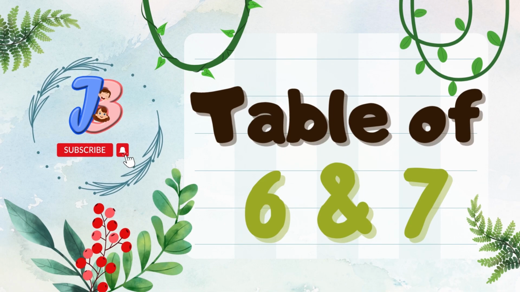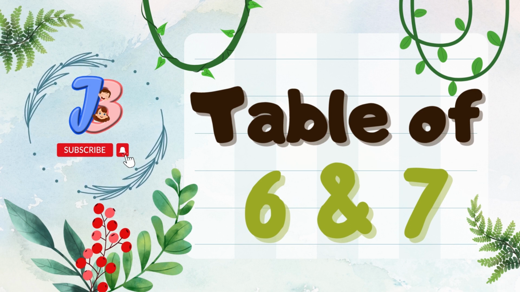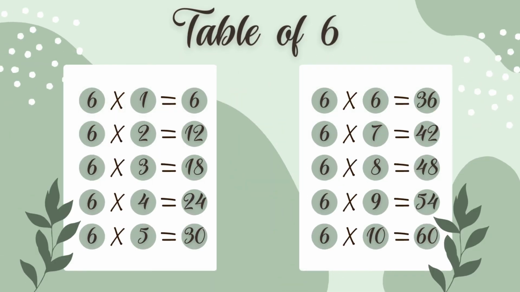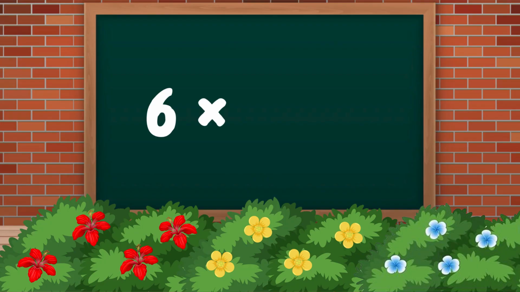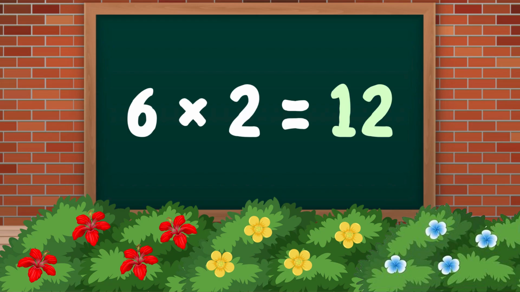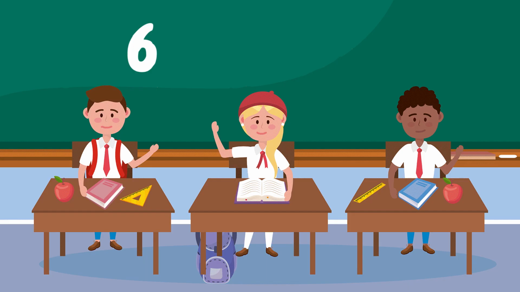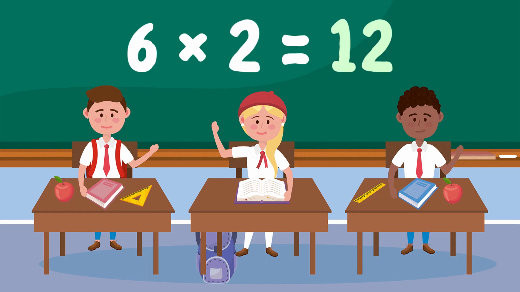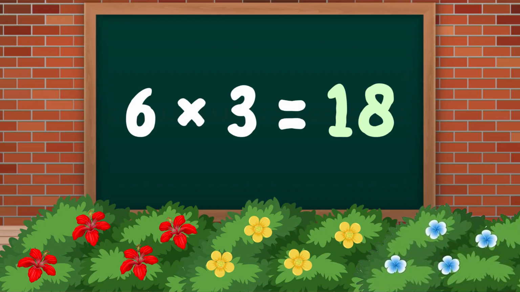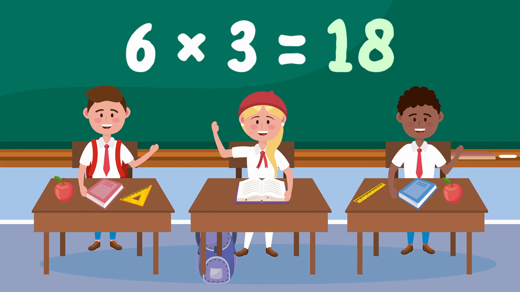Hello friends, today we will learn the table of 6 and 7. Let's start with the table of 6. 6 ones are 6. 6 twos are 12. 6 threes are 18.